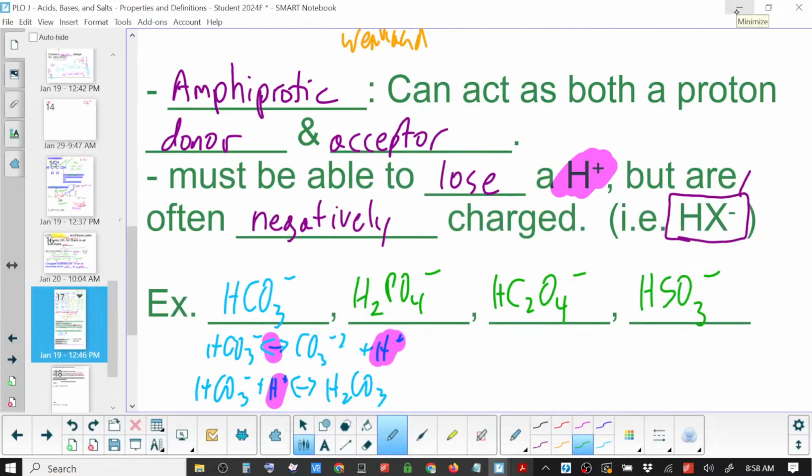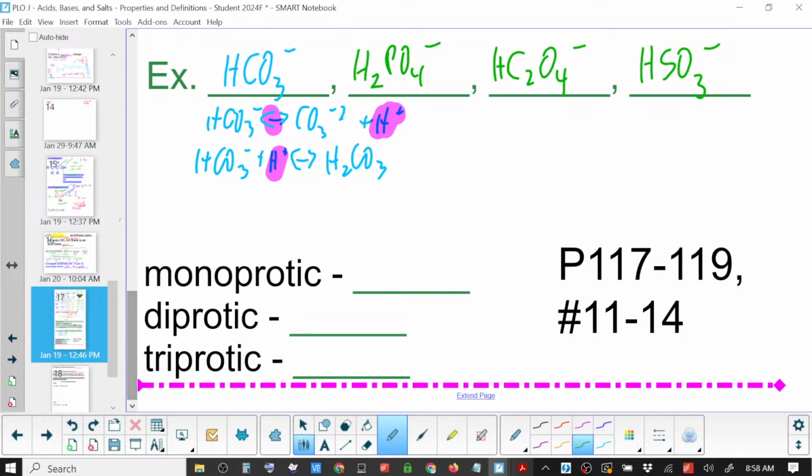Okay, so we got our examples. What else do I have down here? Just as definitions, give me a monoprotic acid. Give me an example. HCl works fine. Give me a diprotic acid. H2SO4. Give me a triprotic acid. H3PO4.